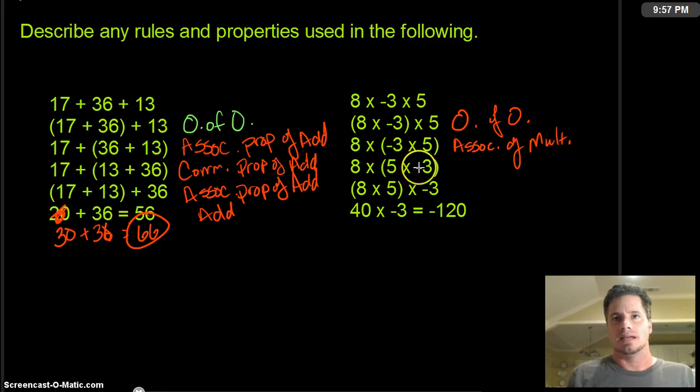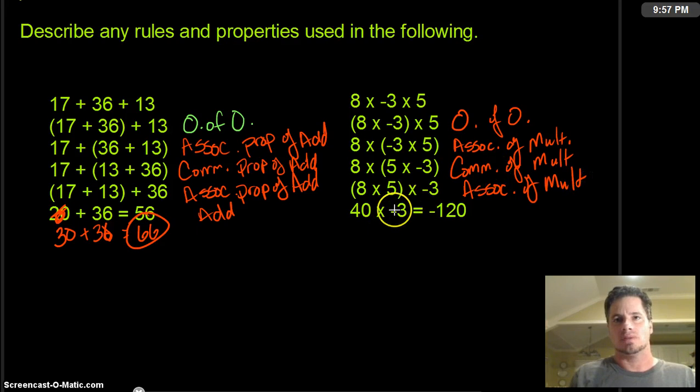Okay. Now, within that grouping, I changed the order. Well, the order speaks of commutative. I'm moving or commuting from one place to another. So that is commutative property of multiplication. Change the grouping again. That's associative of multiplication. Now I just simply multiply after I do the parentheses, I multiply the two numbers together, and I think this is correct. That is simply multiplication.